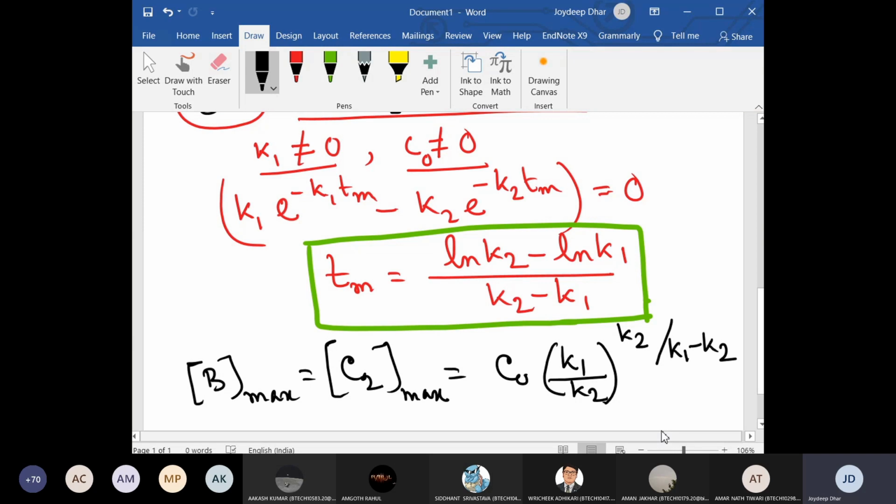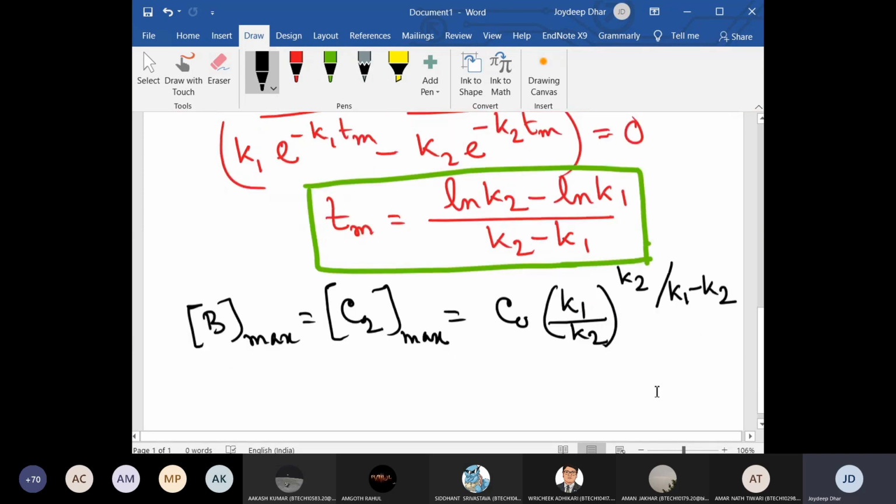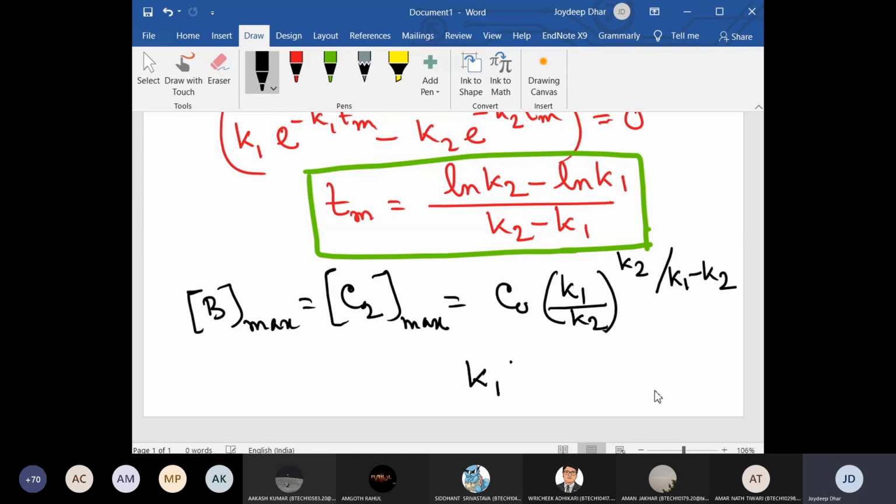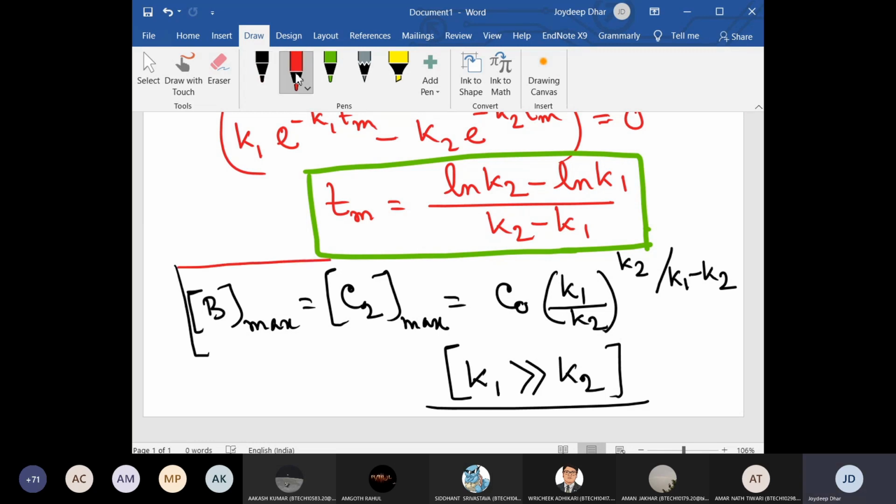So this condition is for deriving when k1 is much larger than k2. This was the initial consideration we have to make, that k1 is much larger than k2, then B will rise and it will reach a maximum amount, and that amount will be given by C naught into K1 by K2 to the power K2 by K1 minus K2. So these two derivations you should practice.